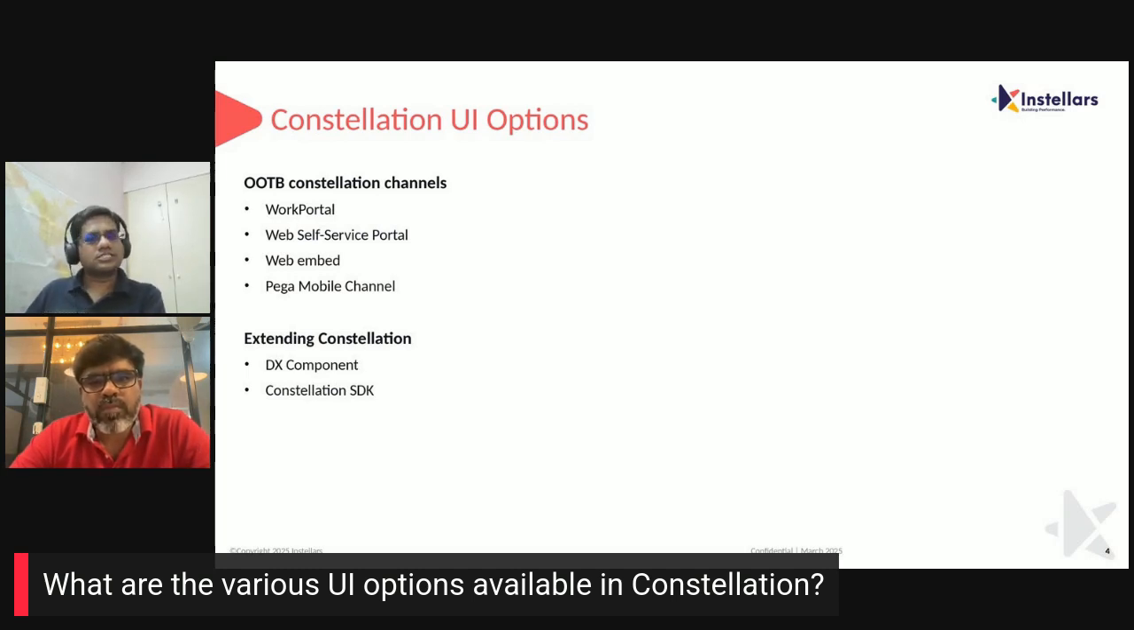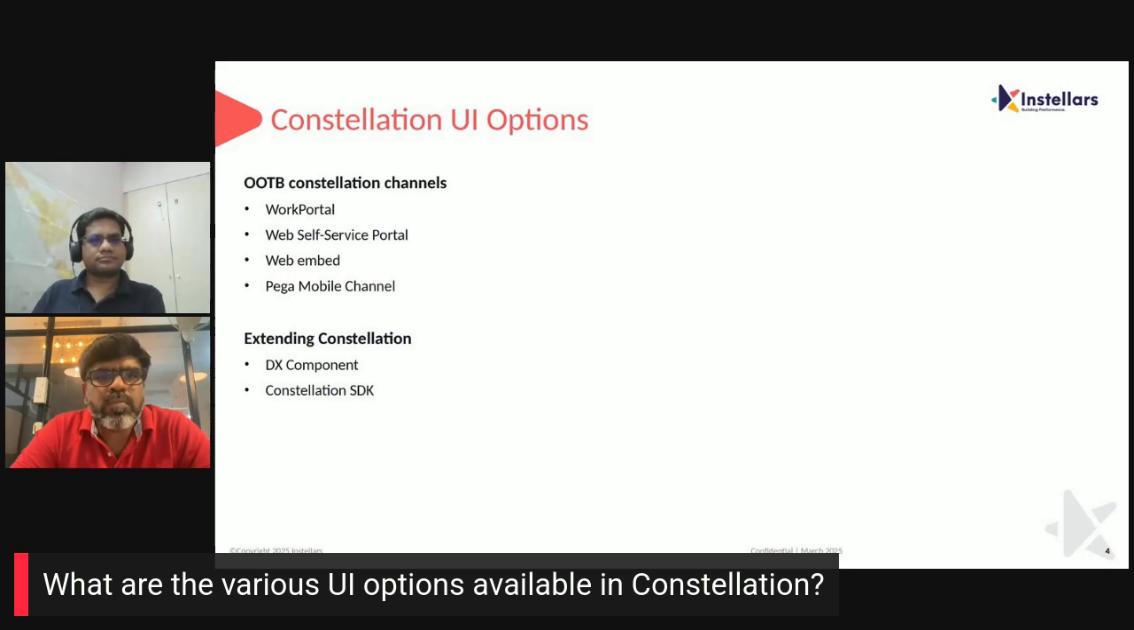The next is the Constellation SDK. If the client has to follow their own branding and design system, then in order to comply with their branding, we can go with the SDKs. There are 3 SDKs available: React, Angular, and Web Components. So overall, with all these options, Pega Constellation gives us the flexibility to meet different development needs while keeping everything consistent and easy to integrate.